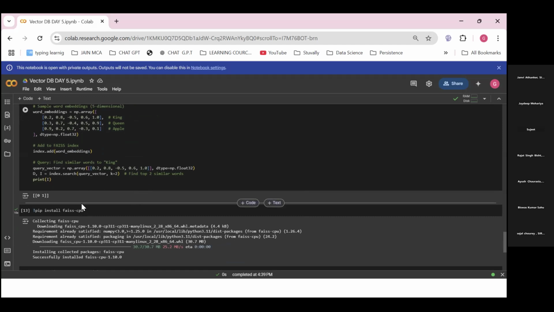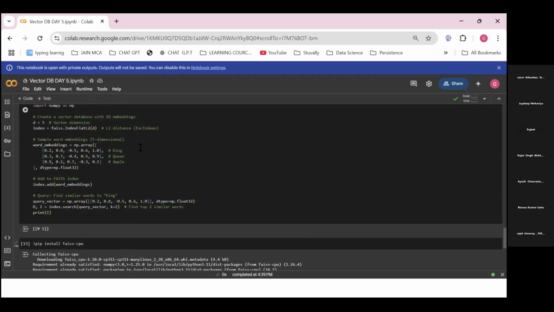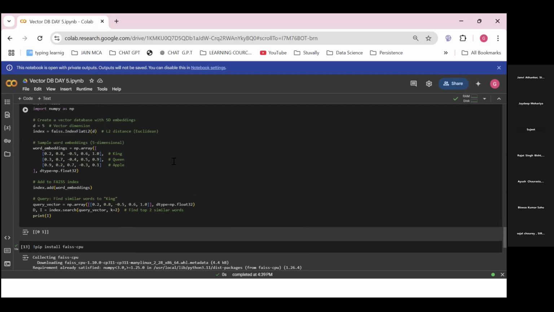After that, we are using 0 and 1, and we got the output. So what is the meaning of this, guys? Here we use the Euclidean distance. Euclidean distance, as you know very well, is nothing but (x1 minus y1) whole square plus (x2 minus y2) whole square, and after that you take the square root.